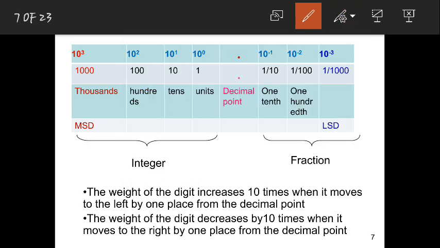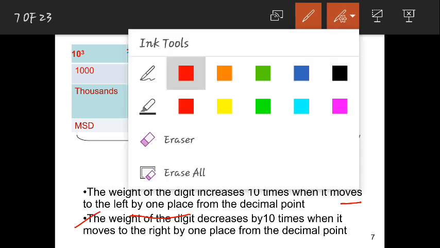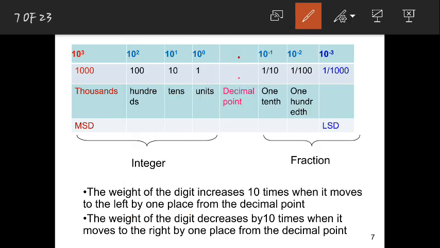Here the weight of the digit increases 10 times when it moves to the left by 1 place from the decimal point. This is the decimal point; whenever it moves towards the left it increases by 10, and again if it moves towards the left it keeps on increasing by 10 times. But when it moves towards the right from the decimal point, it keeps on decreasing by 10 times. The weight of the digit decreases by 10 times when it moves to the right by 1 place from the decimal point. In this way we assign positional weights.